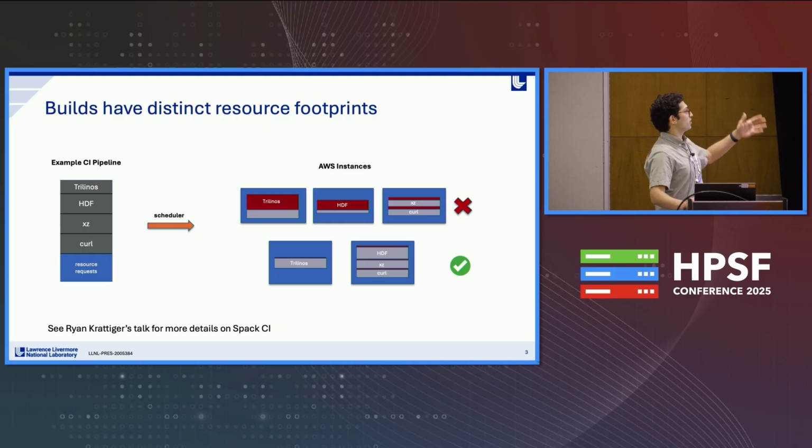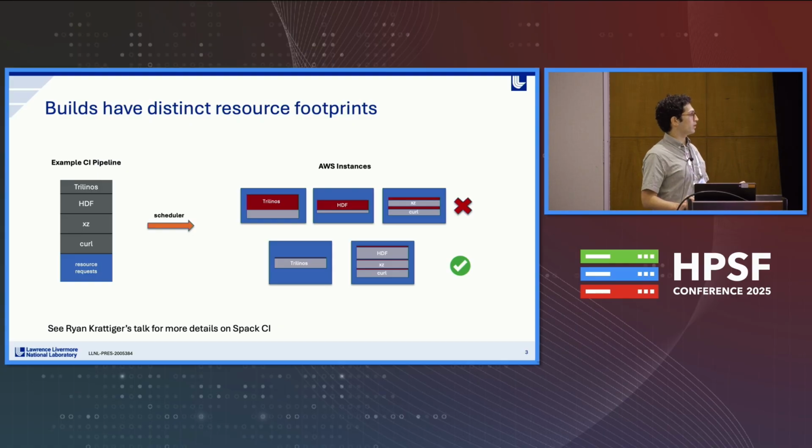So if you have an example CI pipeline, and for more details on Spack CI, you can see Ryan's talk. But let's say you have 4 packages that you want to build, and I have a pretty good understanding of how many cores and how much memory I'm going to need to actually compile those packages. That information would get sent to a scheduler. And in an ideal situation, we might have 2 nodes on AWS, very minimal waste. We use exactly what we ask for.